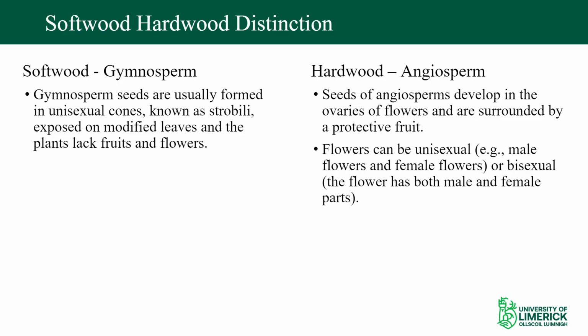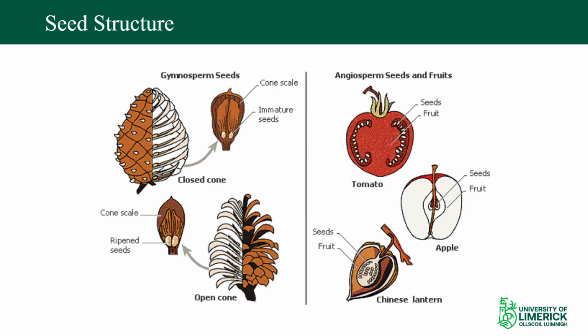Softwoods are gymnosperms. Gymnosperm seeds are usually formed in unisexual cones known as strobili, exposed on modified leaves, and the plants lack fruit and flowers. Hardwoods are angiosperms. Seeds of angiosperms develop in ovaries or flowers and are surrounded by a protective fruit. Flowers can be unisexual, for example male flowers and female flowers, or bisexual, where the flower has both male and female parts.